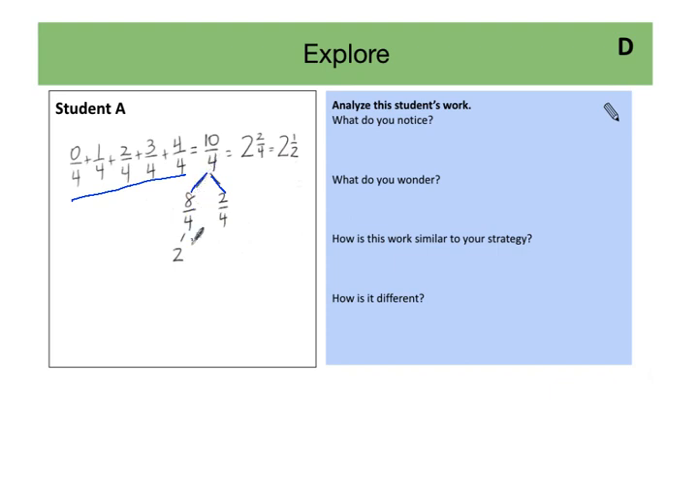Right? I wonder if they did that in order to change this fraction that's greater than 1 into a mixed number. That way, they found that 8 fourths is 2, and then they had a remainder of 2 fourths. All right. Was this similar to the way that you solved it?